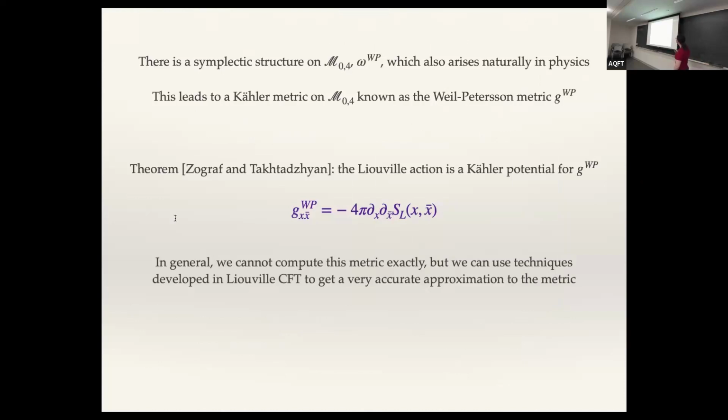Okay, as I said earlier, there's a symplectic structure on M04, which leads to a Kähler metric known as the Weil-Petersson metric on moduli space. And I also mentioned this earlier, there's a theorem by Zograf and Takhtajan that the Liouville action is a Kähler potential for this metric. So if we can compute the Liouville action as a function of cross ratio, then you just have to take a couple derivatives to get the Weil-Petersson metric.